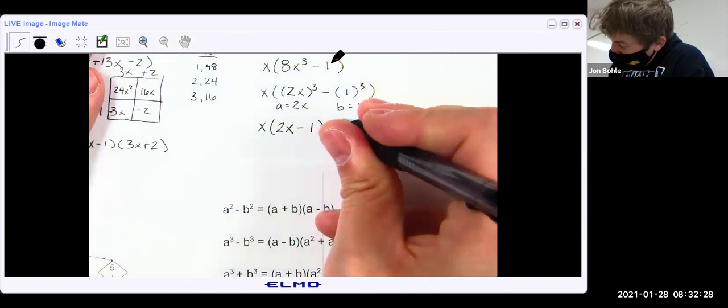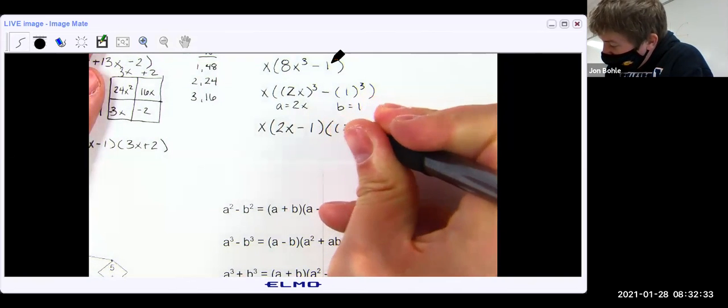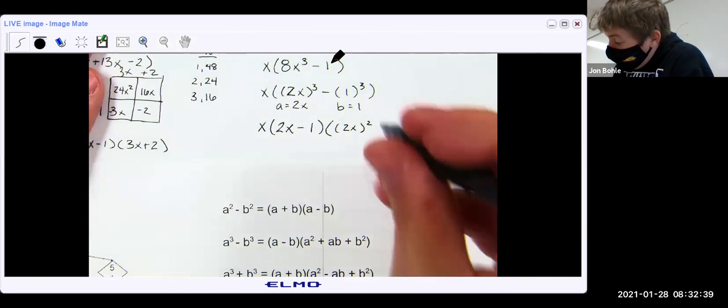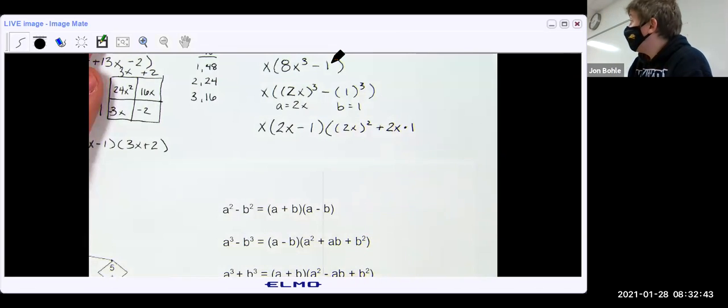Okay, then I have a squared, so I have to square all of a. So that's squaring all of a. That's why I have double parentheses there. Plus a times b, 2x times 1. And then plus b squared.